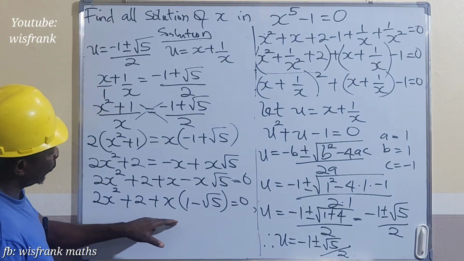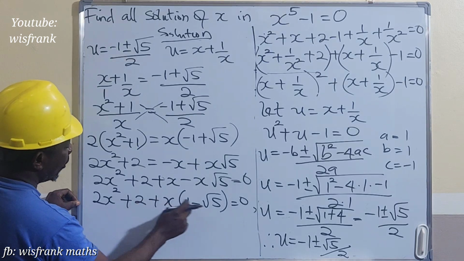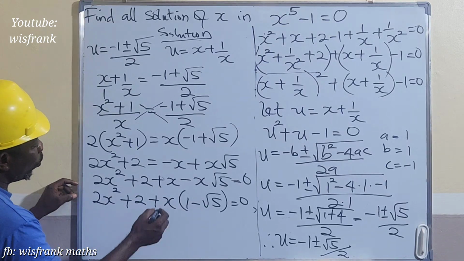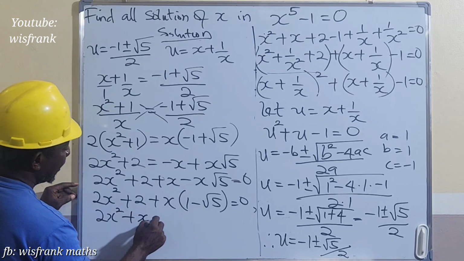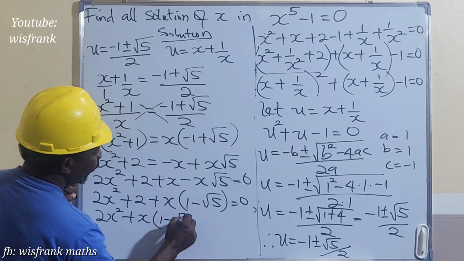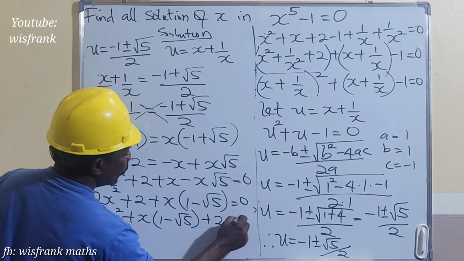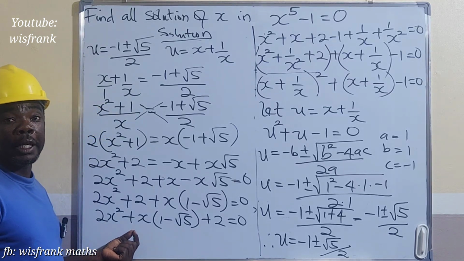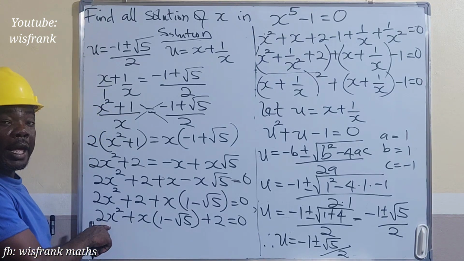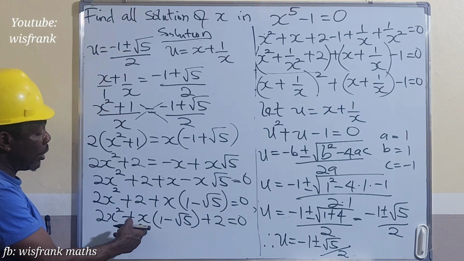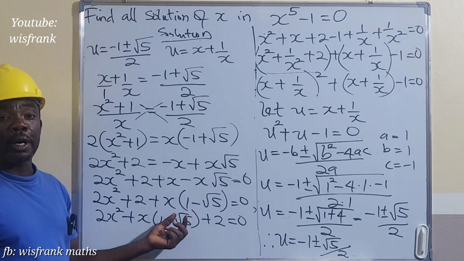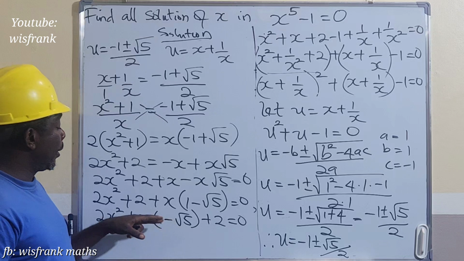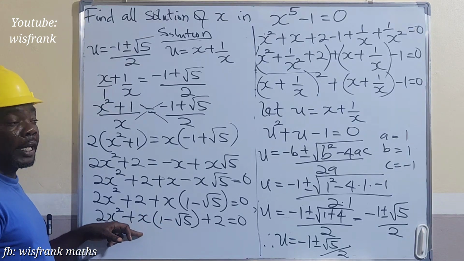So here, let's rearrange this because this is a constant. It is a quadratic equation in this form: 2x to the power of 2 plus x into 1 minus root 5 plus 2 equals 0. So we have a quadratic equation here where we have x to the power of 2 and a coefficient of x here as 1 minus root 5 and also a constant here. So we are going to use the quadratic formula for us to derive the value of x in this equation.